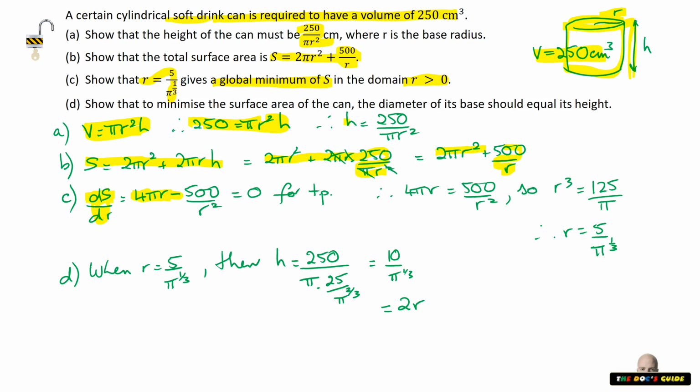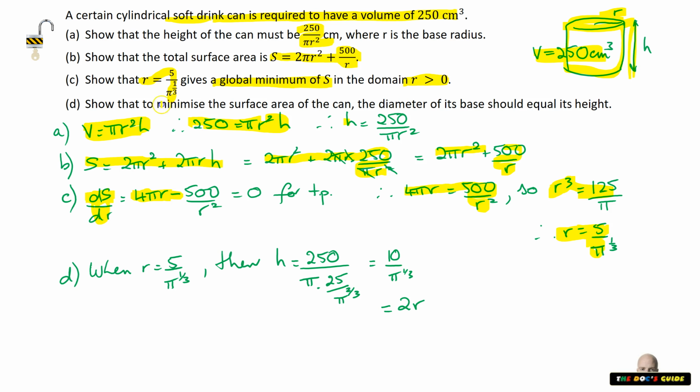And we want that first differential to equal 0 for a turning point. So if we set that equal to 0, that means this is the case. So when we make r the subject of that equation, eventually it's going to give us that r is 5 on the cube root of pi.